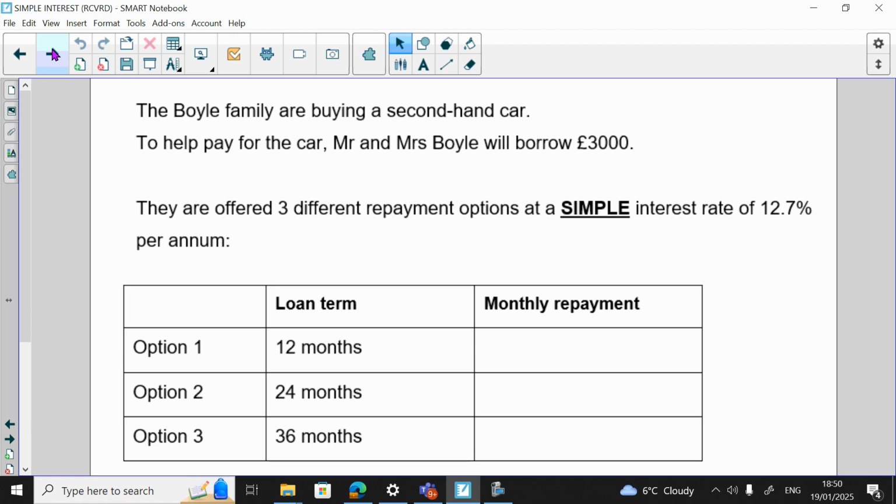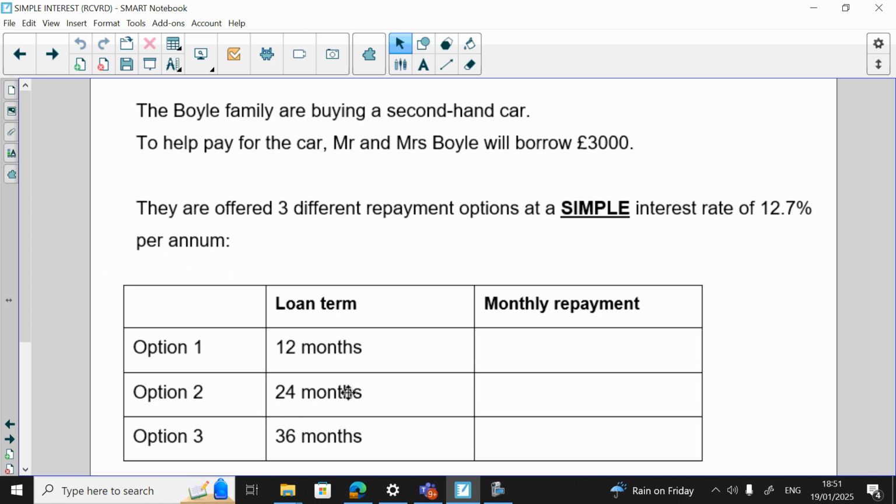So here we are. 12 months, 24 months, 36 months. That's really like 1 year, 2 years, and 3 years. And remember, 1 year, 2 years, 3 years relates to the per annum, okay? That's really like 1, 2, and 3. So remember, that's per annum.